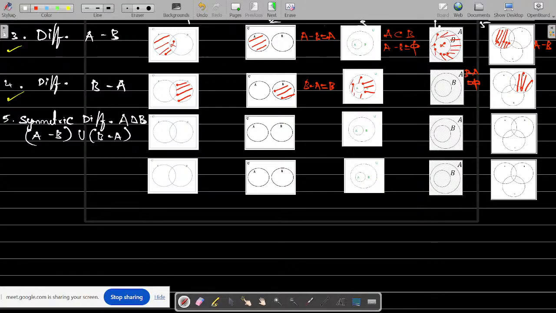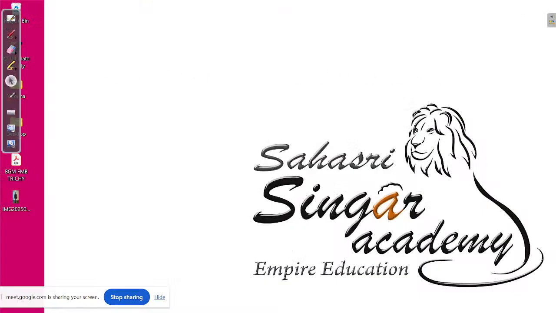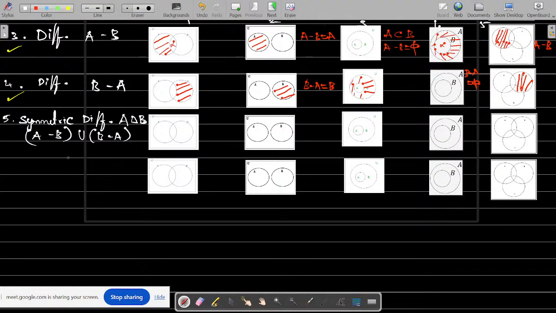Please check my shading. This was A minus B. This was B minus A, right? You can clearly understand this common area will not be present. Then this case, this was A minus B, this was B minus A. So when you find that A and B are not overlapping, disjoint sets, then this A del B will be nothing but A union B itself. Am I right?